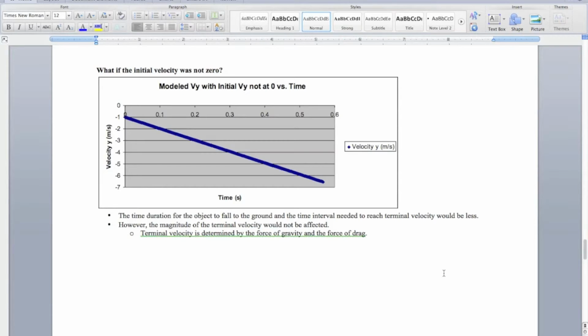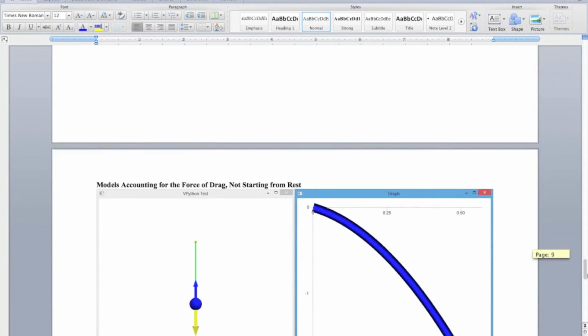What if the initial velocity was not zero? The time duration for the object to fall to the ground and the time interval needed to reach terminal velocity would be less. However, the magnitude of the terminal velocity would not be affected because terminal velocity in this situation is determined by the force of gravity and the force of drag.